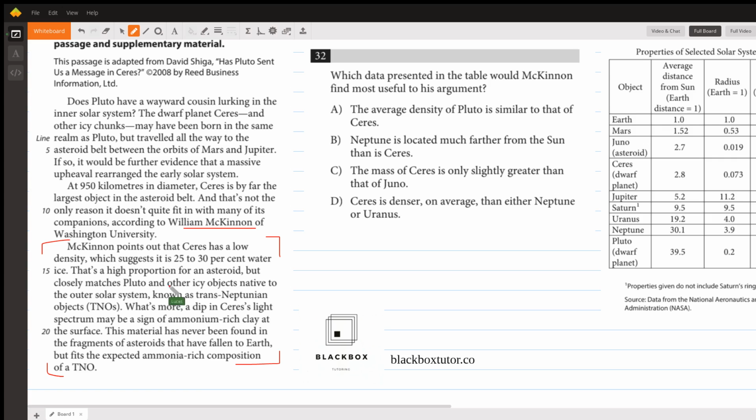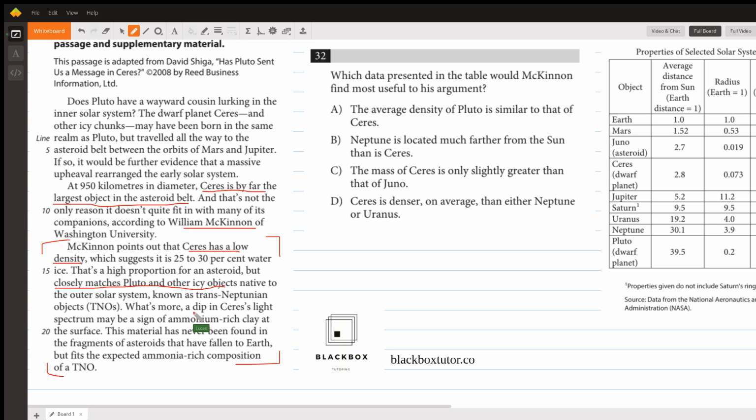So I would say the first thing to note is that he says Ceres is by far the largest object in the asteroid belt, right? It's not quoted directly to him, but it goes on to say, and that's not the only reason it doesn't quite fit, according to William McKinnon. So I'd say we still include this as one of his claims: it's the largest object in the asteroid belt. The next thing he says is that Ceres has a low density, right? Which suggests it's made up of water. That's a high proportion for an asteroid, but closely matches Pluto and other icy objects. So it has a low density, and that matches Pluto and other icy objects native to the outer solar system.